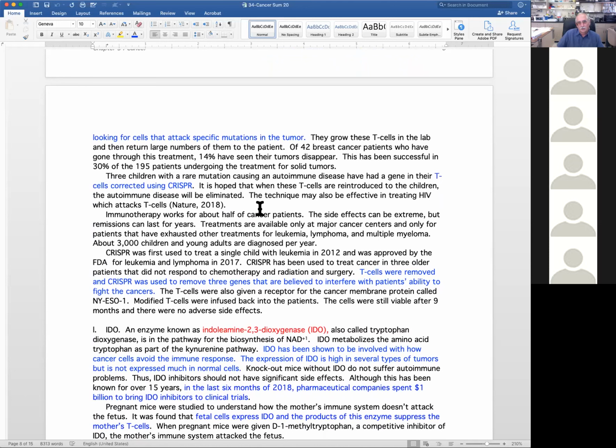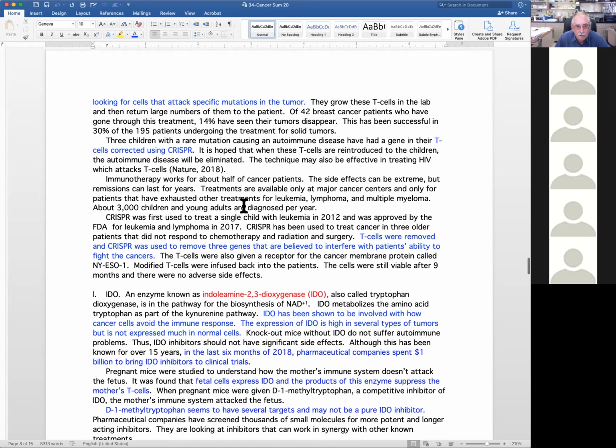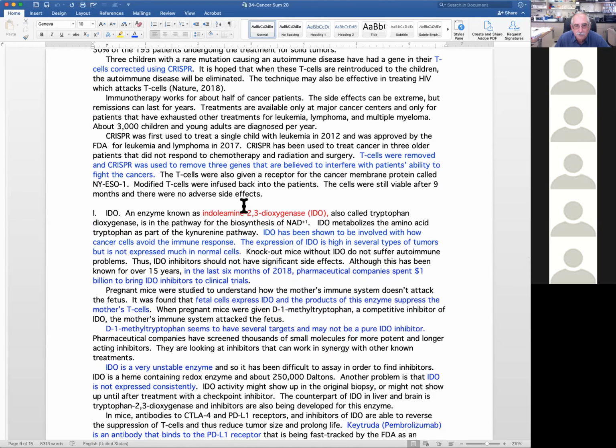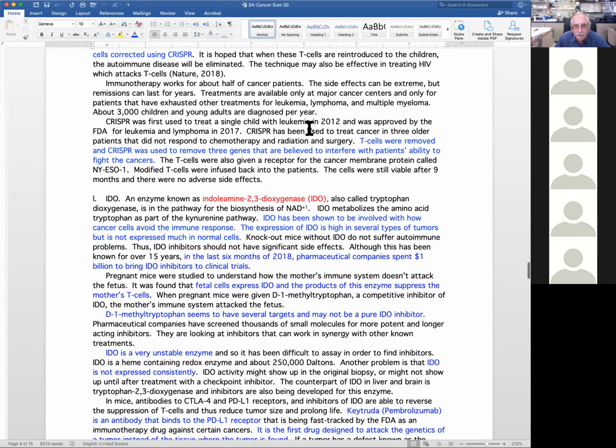So there's a rare mutation causing an autoimmune disease. And so the T cells from those children were corrected with CRISPR. So that's still in the works. The original results were published, but I haven't seen any follow-up on it. So let's see. Here's another one that was done. Okay. So modifying the patient's own T cells, putting them back, and see what the T cells can do.